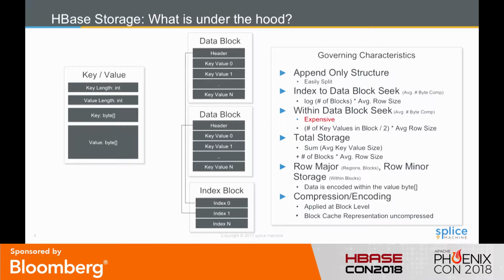The data here is stored row major. So that means your regions are split up by row keys, and also row minor. So inside, you just have your key values stored in a big block of bytes. And then the compression and coding is applied at the block level. And the block cache representation is uncompressed. So that's just a statement of fact. Does that seem reasonable to everybody? So this is what's under the hood.